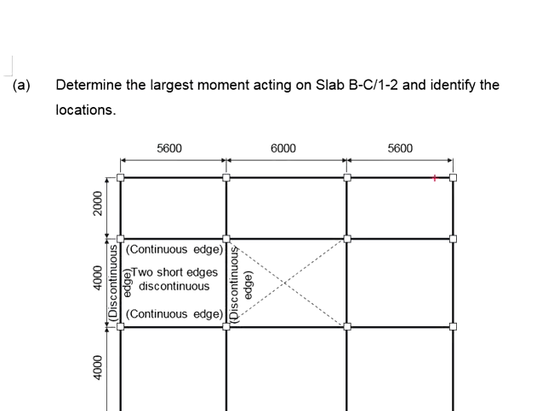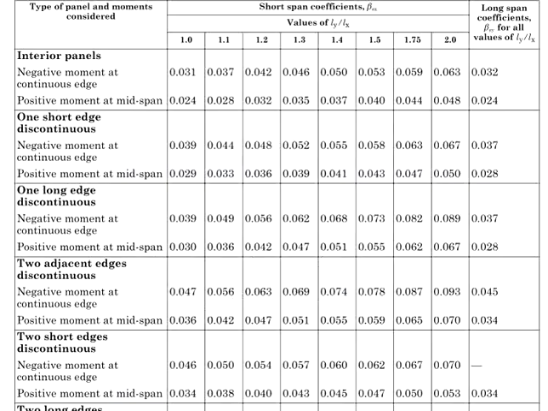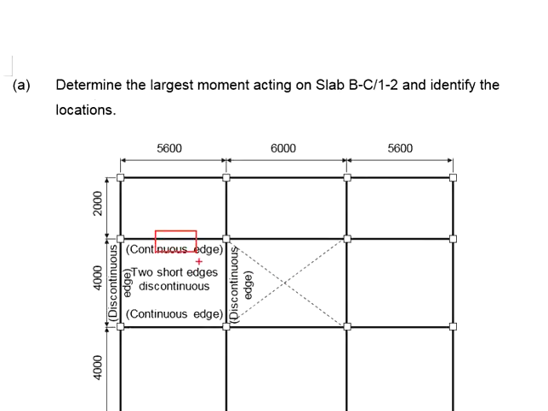With that, coming back to the question. The question asks us to determine the largest moment acting on the slab, and then identify its location. Based on the ratio given, the largest moment will be associated with the largest ratio, which happens at the negative moment at the continuous edge. That means the critical moment will happen here. Then you can expect the design later will focus here, and based on the amount of reinforcement provided, you are going to apply it throughout the entire slab. This is more realistic for the assessment in the final exam.